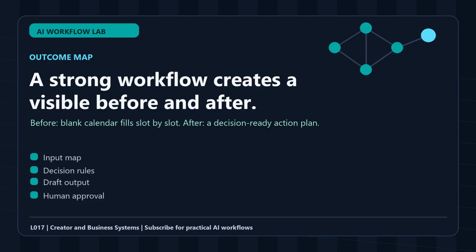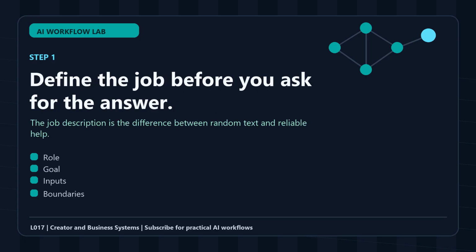Step 1 is the job description. Do not start with, "Help me with this." Start with the role, the goal, the available inputs, and the boundary. For this topic, the role is not general assistant. The role is workflow operator. The goal is to plan content around audience pains, formats, and publishing slots. The available inputs might include notes, links, transcripts, tool lists, examples, deadlines, constraints, budget, and your preferred output format.